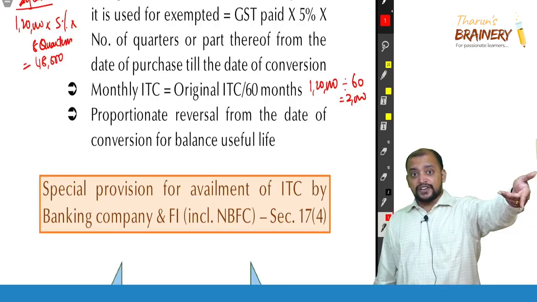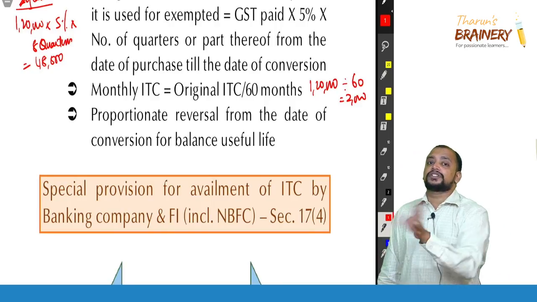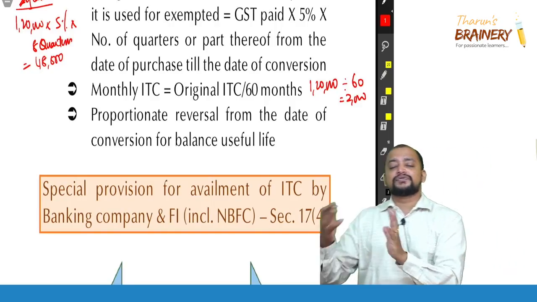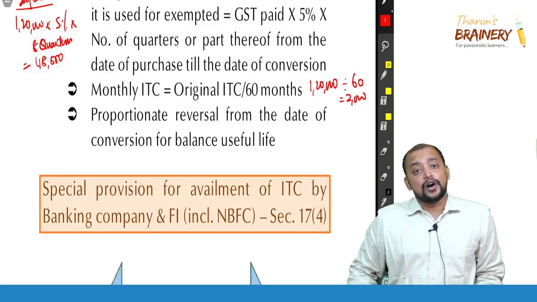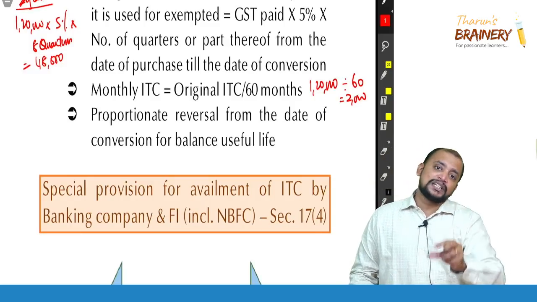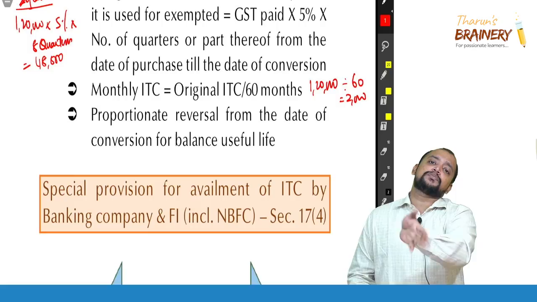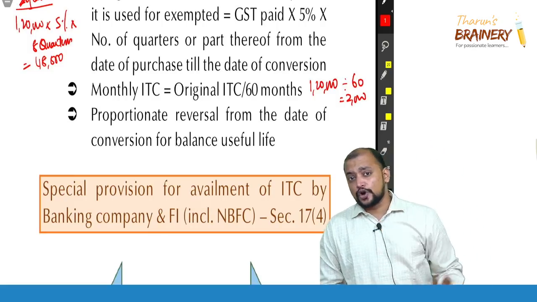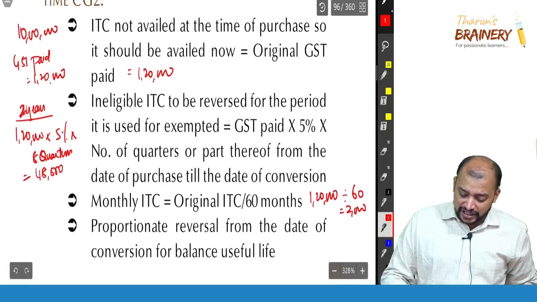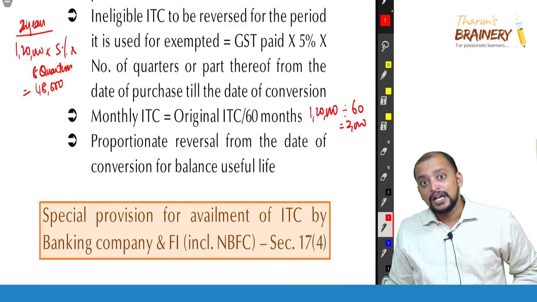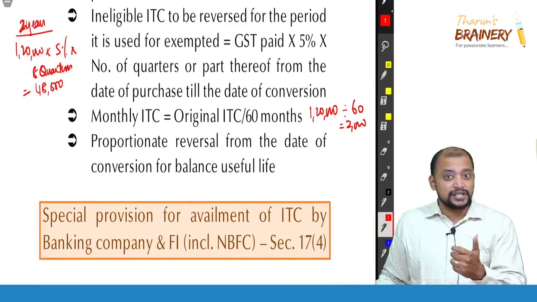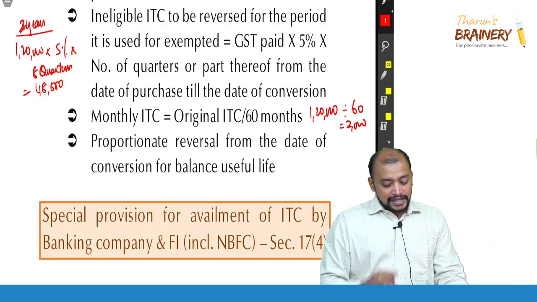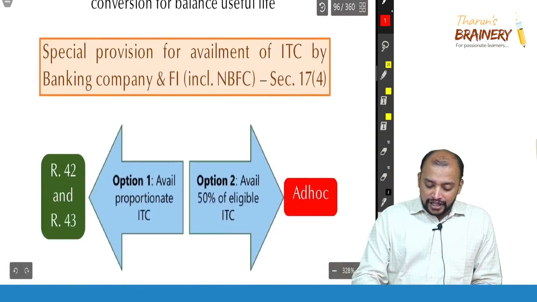2 years is used for exempted. Now 3 years I am using for both taxable and exempted. So for the balance useful life I need to reverse the ITC accordingly. That is 2,000 rupees monthly ITC into exempted supply of that month divided by total supply of that month, and along with interest, that is common. So these are the two special treatments which need to be followed. And there are some illustrations related to this. So please try those illustrations. Then this is about rule 43.